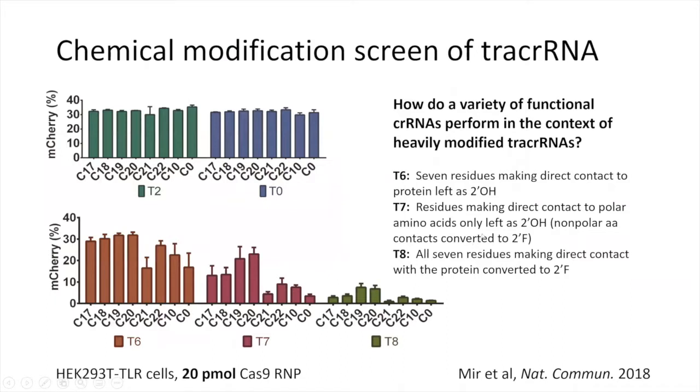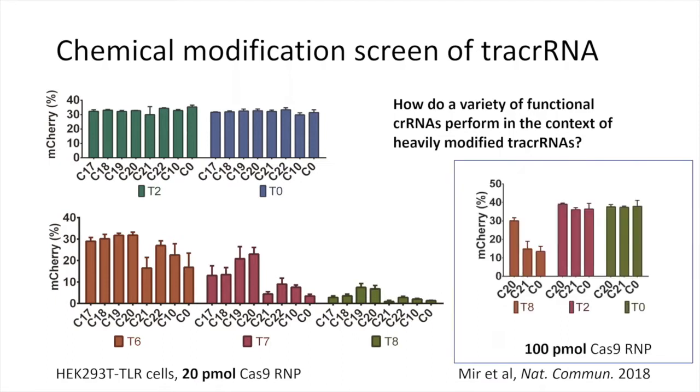And you can see that as we leaned into trying to modify those positions in several ways, moving in this tracer T6, we left 7 residues that make direct contact to proteinized hydroxyl groups. In T7, those that made direct contact to polar amino acids were left as hydroxyl. Non-polar amino acids were converted to 2' fluoro. In T8, all of those making direct contact were converted to 2' fluoro. And you can see that, again, the activity drops progressively. So there's something quite challenging about these positions. When we increased the concentration to 100 picomoles, we were able to see some editing, although still at lower efficiency with this fully modified tracer T8.